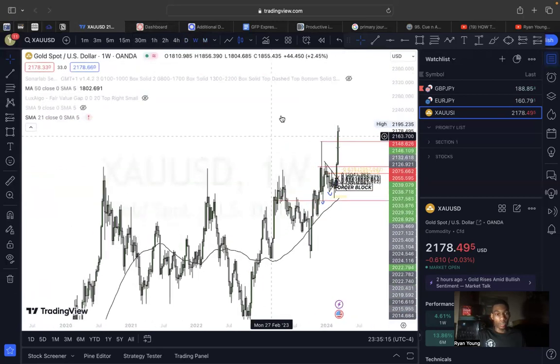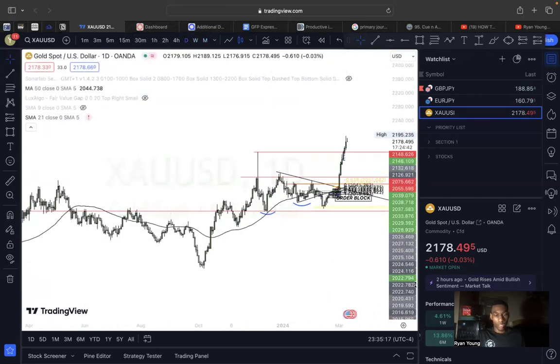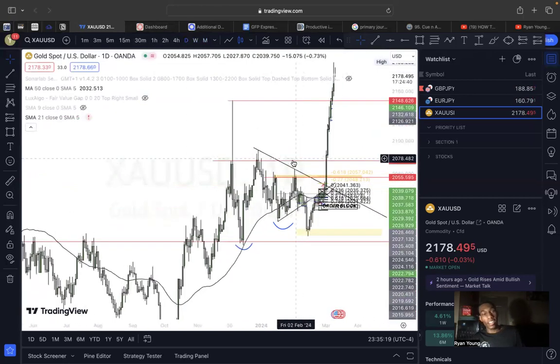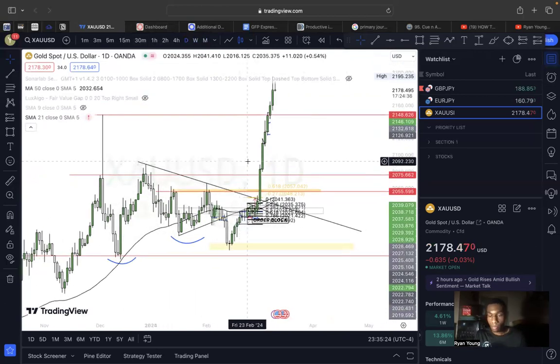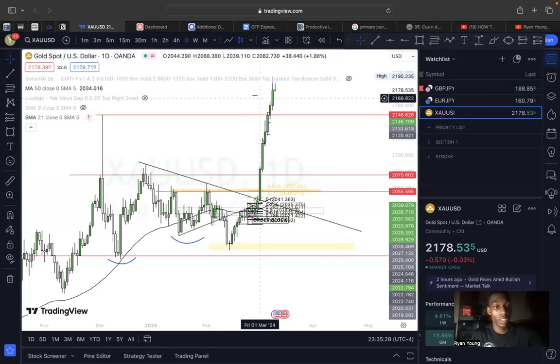Kind of crazy to see, but it's just repeatedly breaking its highs the past few months. But bullish. You see all that green? You see all that? Bullish, right? And a lot of this was influenced by news.